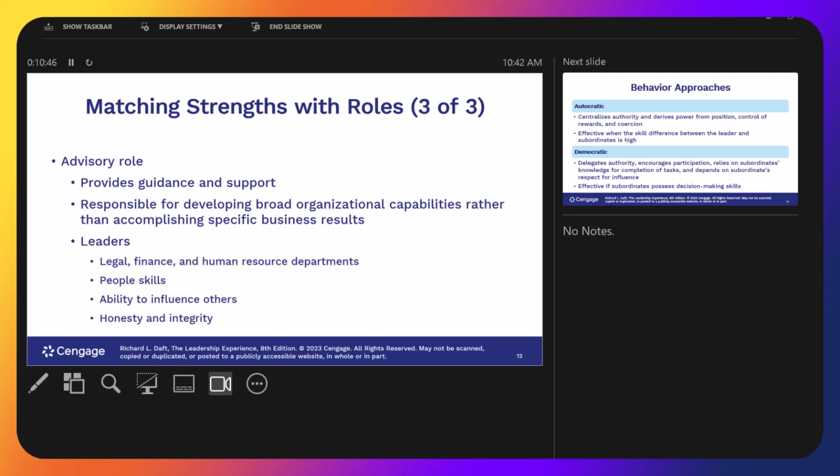Advisory: provides guidance and support, responsible for developing broad organizational capabilities rather than accomplishing specific business results. You see this a lot when leaders are in an advisory capacity. They're providing knowledge and expertise to help things get done. They're usually good at influencing others. And you must have integrity and honesty if you're in an advisory capacity, because people are trusting you to advise them accordingly.